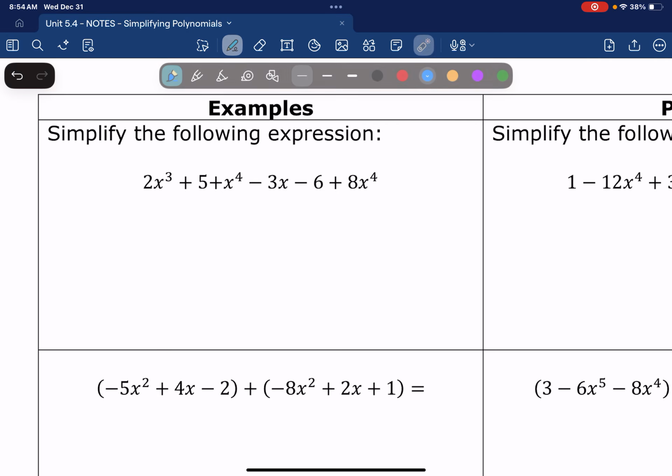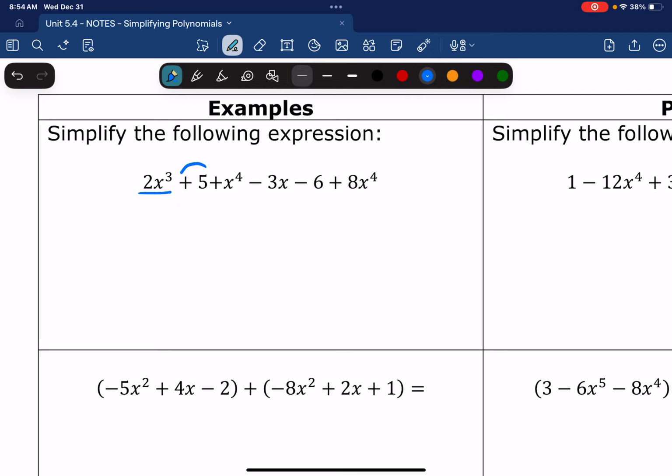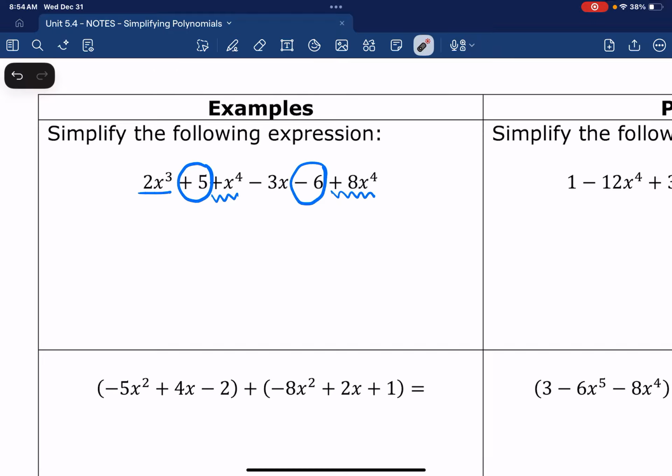I start and I notice that I have a 2x cubed, 2x to the third power here to begin with. And I look through the rest of this expression and I have no more x cubed terms. All right, then I see I have a constant, a plus 5. So that's a plus 5, a constant. And then I also have this minus 6 right here. Okay, and then I look and I see I have a plus x to the fourth power. So let's give that a little squiggle. And I also have a plus 8x to the fourth power. And the only term I have left is this minus 3x right here, but it doesn't have any other like terms that go with it, so I'll just leave it alone.